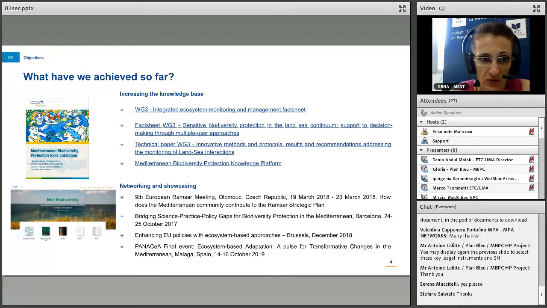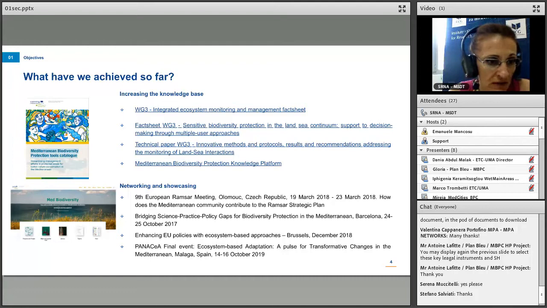We also had some networking and showcasing that targeted achievement of our objectives in previous periods. This working group was involved in the 9th European Ramsar meeting that took place between 19 and 23 March 2018. We were also involved in the meeting Bridging the Science, Practice and Policy Gaps for Biodiversity Protection in the Mediterranean, which happened in Barcelona on 24 and 25 October 2017.